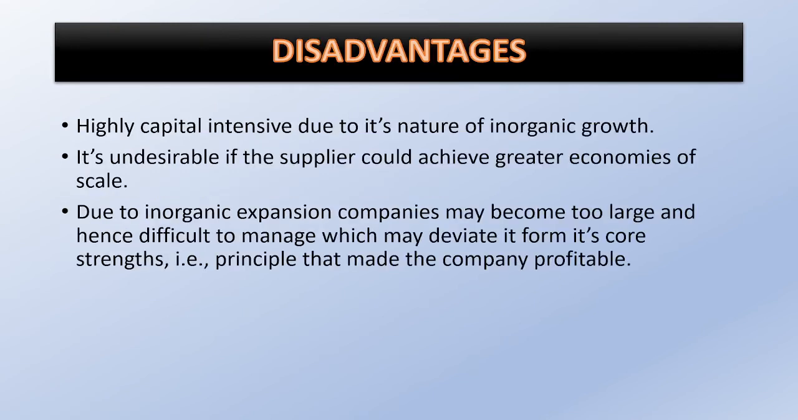Now if something has advantages, it has disadvantages too. Both forward integration and backward integration are highly capital intensive, because you need to buy companies up and down the supply chain respectively. It's undesirable if the supplier could achieve greater economies of scale. So what happens here is, if a company buys another company up the supply chain, it may not reach the same scalability as the previous company, so its cost of production might increase, leading to less profitability.